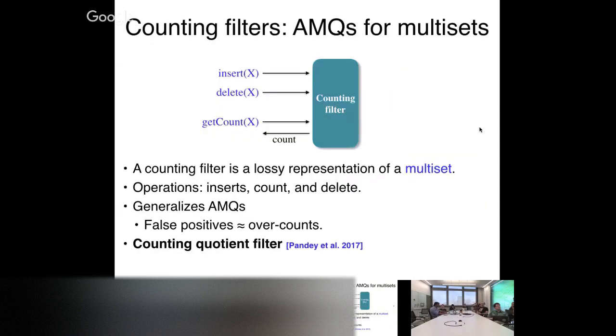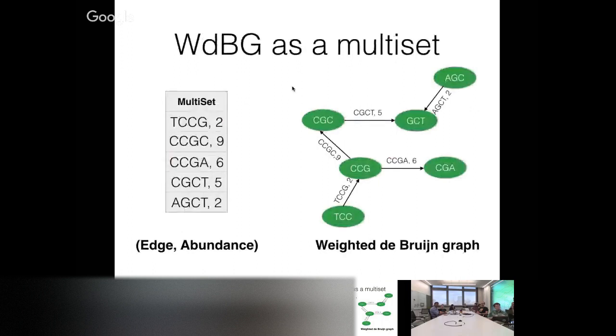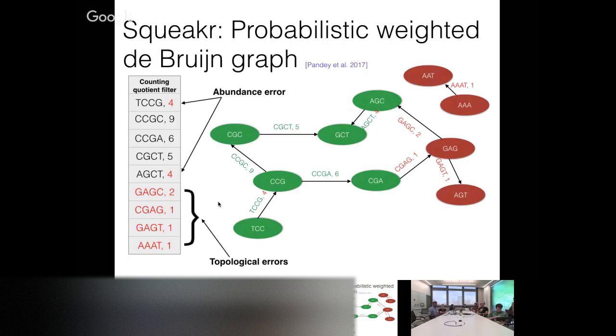For example, the actual weight here for this edge is 2, and this edge is also 2. But when you represent this using a counting filter data structure, they could collide with each other, and they can result in an overcount for both the edges. And so now we have 2 kinds of errors, abundance errors and topological errors, when you have an approximate representation of a weighted DeBruijn graph. And now the challenge here is that we want to get rid of all these errors in the approximate representation of the weighted DeBruijn graph.